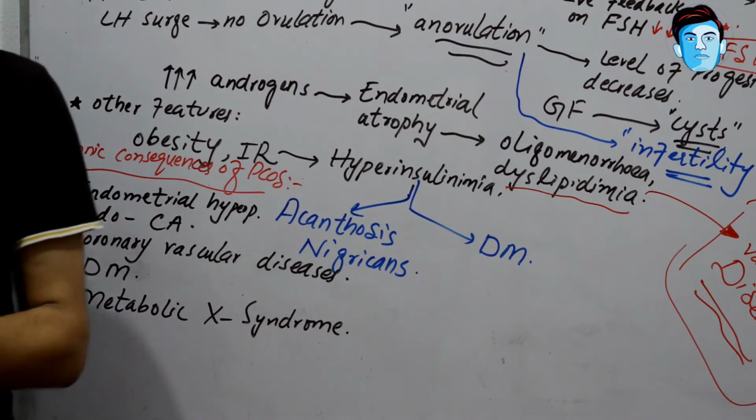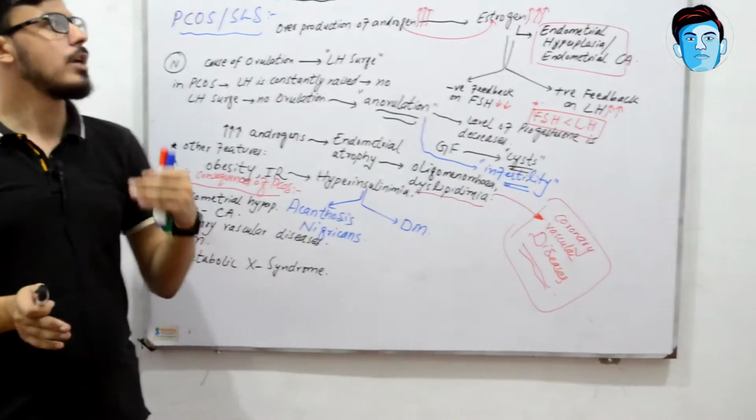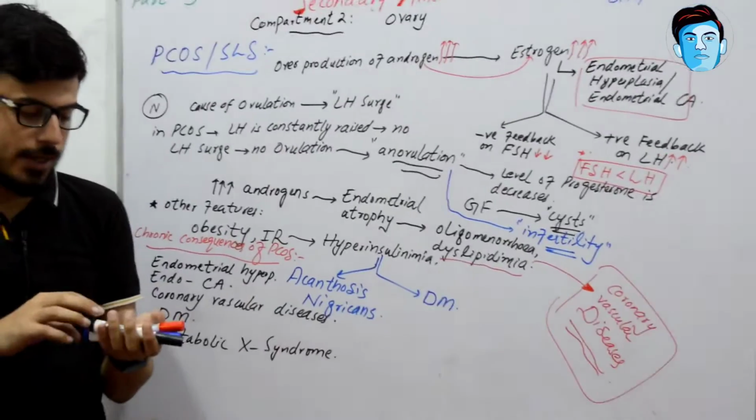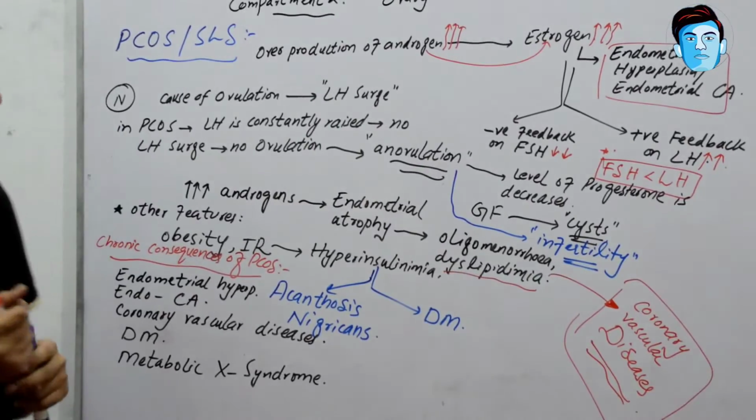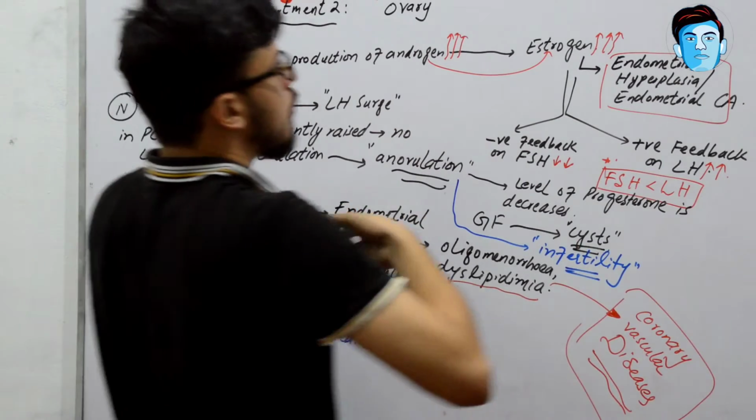So there is another question: which kind of syndrome is more associated with PCOS? So there is a specific syndrome by a name that is called Sheehan Syndrome.